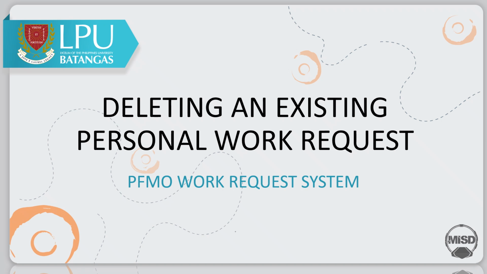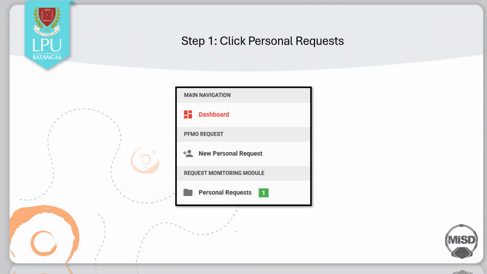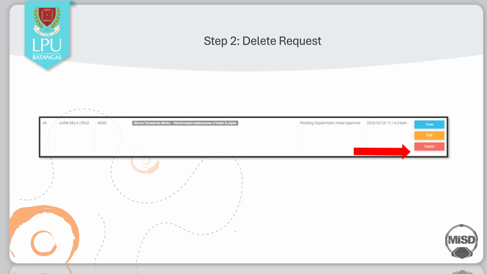Note that you can only delete a personal request that is still pending for any approval. Any requests that are already approved, resolved, closed, or declined cannot be deleted. First, go to the sidebar and then click Personal Requests. On the rightmost of the list, click Delete.